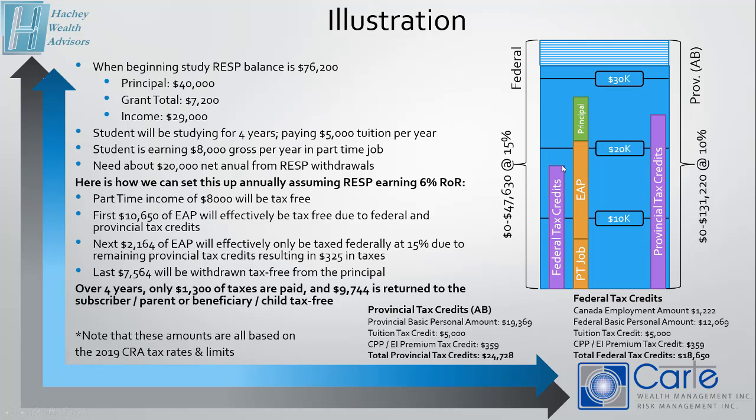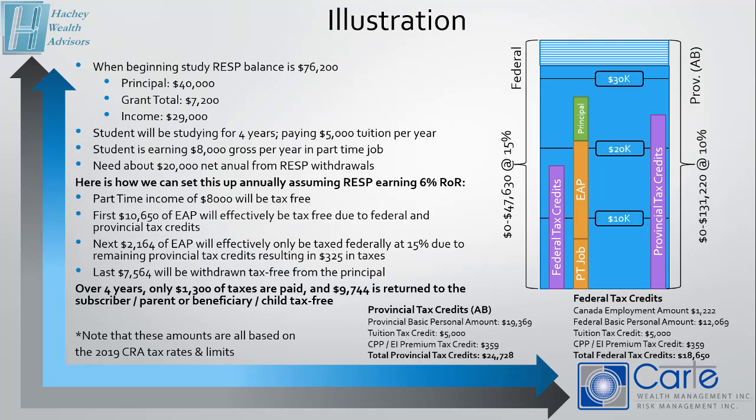Now, again, let's use the fact that we try to keep under the federal tax credits first, because that's the lower one. And if we keep under the federal tax credits, we'll be home free in terms of net taxes owing. So here's how we can set this up annually, assuming the RESP is earning a 6% rate of return. The $8,000 of part-time income is a given, and that's the first thing that plugs in, and it's tax-free because it's underneath the federal tax credit amount. So this is effectively tax-free.